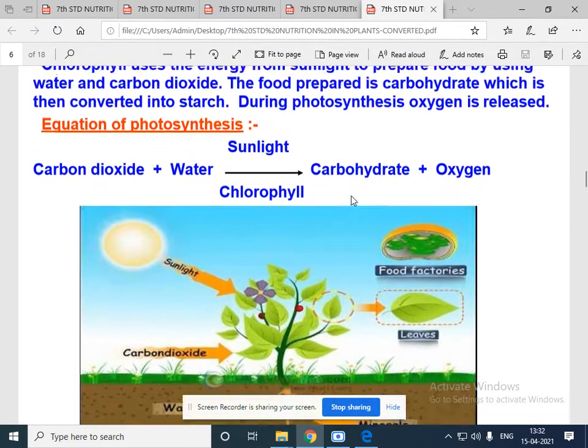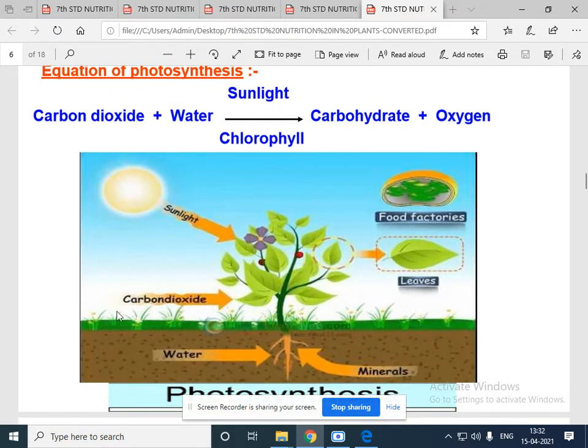Here I have shown a picture of a plant where the photosynthesis process is taking place. So how is this plant preparing food? For that, the plant requires solar energy that we get from the sun. Next is carbon dioxide, which is present in air. And one more thing, water and minerals. So by using sunlight, carbon dioxide, water and minerals, these plants prepare their food.